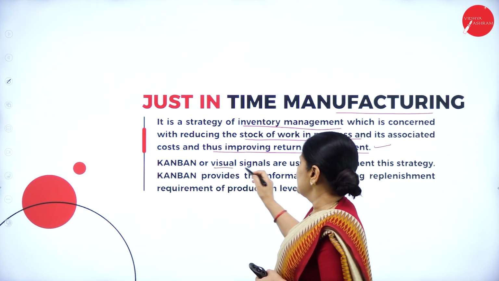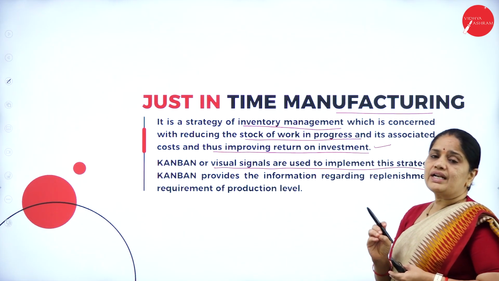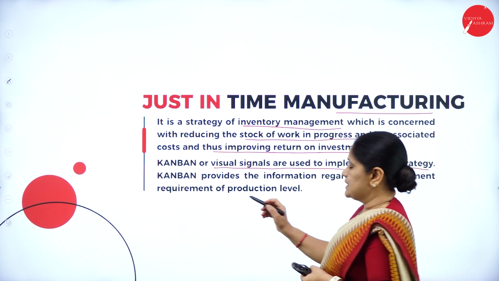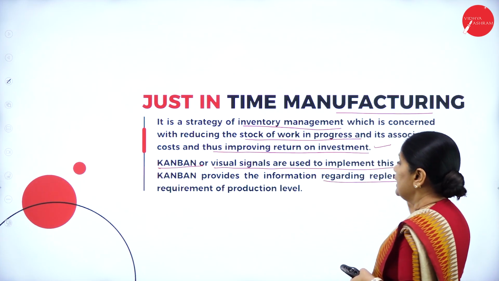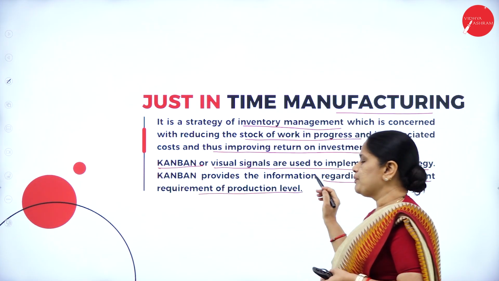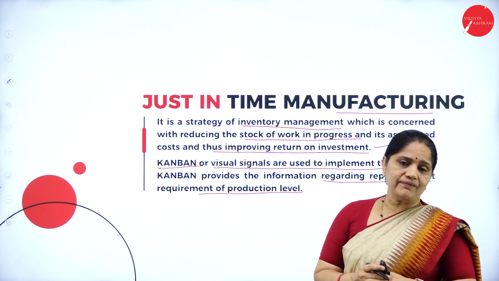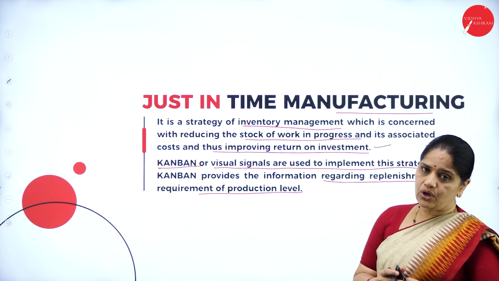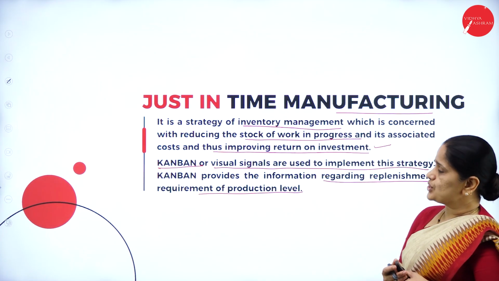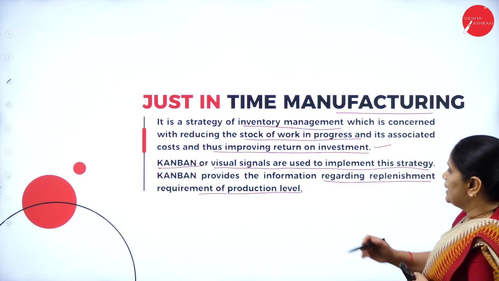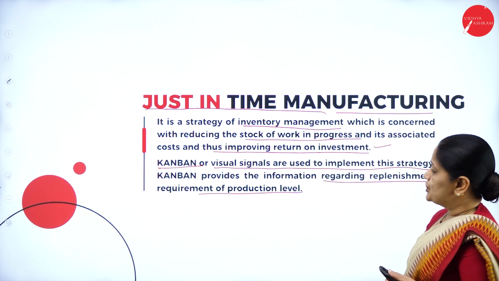So, Kanban or visual signs are used to implement this strategy. So, to make effective use of this just-in-time strategy, we make use of this Kanban. So, Kanban provides the information regarding replenishment of requirement of production level. So, with the help of Kanban, we will be able to know when exactly we have to order the goods and how the goods are to be ordered, and when it should reach the production house. So, this is one important method of inventory management which is used by most of the production houses.